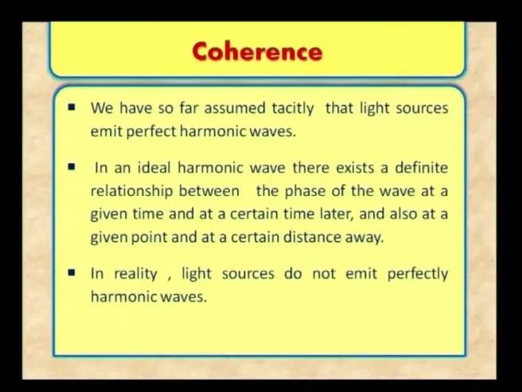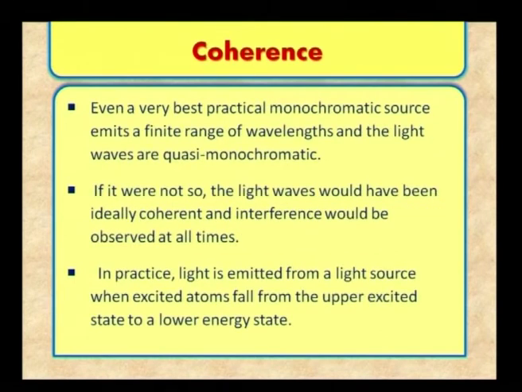In reality, light sources do not emit perfect harmonic waves. Even the very best practical monochromatic source emits a finite range of wavelengths, and the light waves are quasi-monochromatic. There is nothing which can be called a perfect monochromatic source. It has a bundle of rays, a bundle of lines. If it were not so, supposing the light coming from a very monochromatic source is strictly monochromatic, then you should have had an interference pattern. Light waves would have been ideally coherent and interference would be observed at all times.